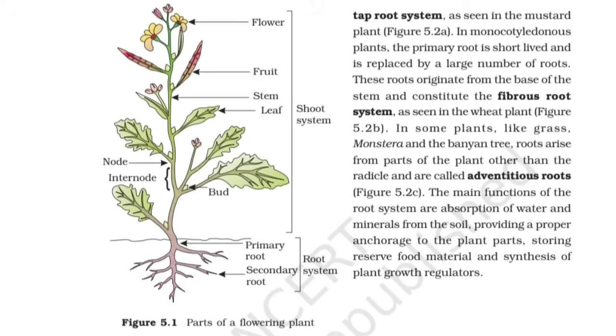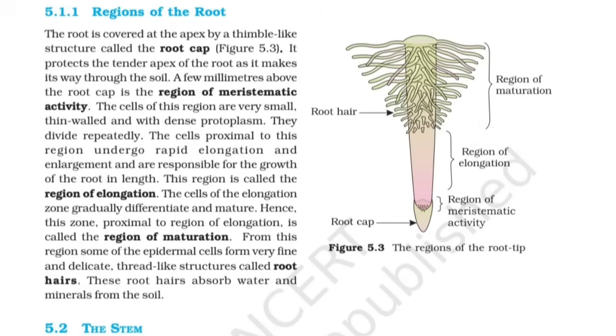The main functions of the root system are absorption of water and minerals from the soil, providing a proper anchorage to the plant parts, storing reserve food material, and synthesis of plant growth regulators. Regions of the root. The root is covered at the apex by a thimble-like structure called the root cap. It protects the tender apex of the root as it makes its way through the soil.